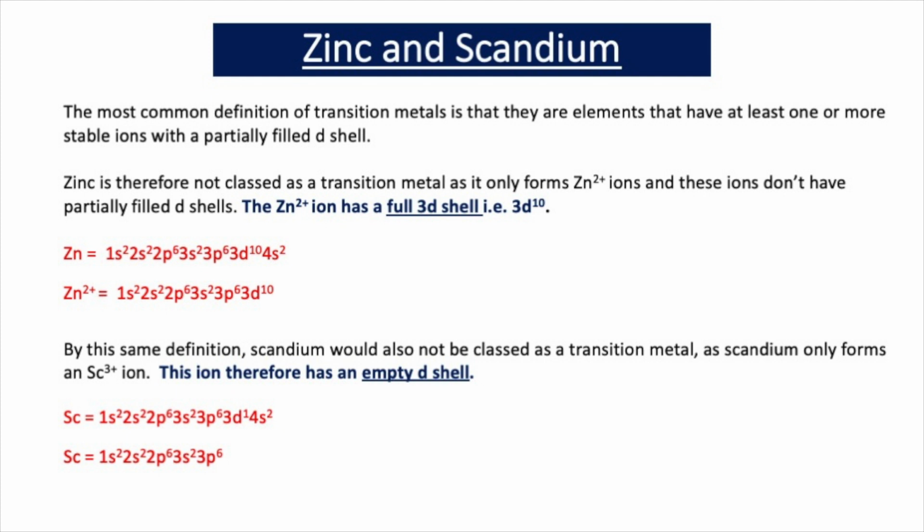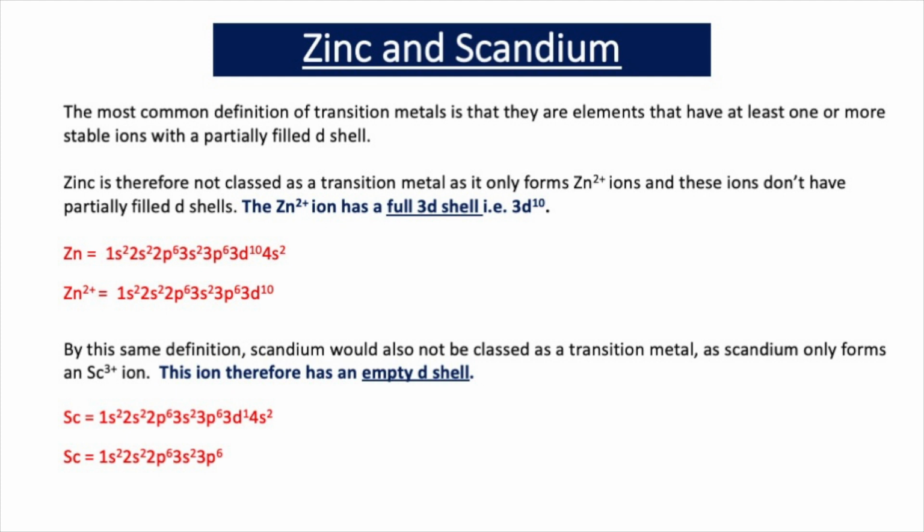Now, as I've mentioned, the most common definition of transition metals is that they're elements that have at least 1 or more stable ions with a partially filled D shell. Now, zinc is therefore not classed as a transition metal as it only forms Zn2+ ions, and these ions don't have partially filled D shells. The Zn2+ ion has a full 3d shell, i.e. 3d10. So you can see here that zinc is 1s2, 2s2, 2p6, 3s2, 3p6, 3d10, 4s2.